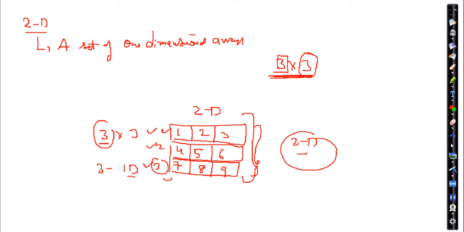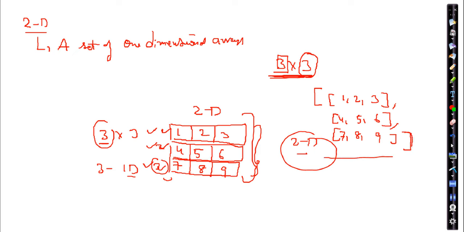Here this is one dimension, this is one dimension, this is one dimension. That means how we'll create a one-dimensional array. This is the way of creating a one-dimensional array, 1, 2, 3. Another one-dimensional array is 4, 5, 6. Another one-dimensional array is 7, 8, 9. So you keep separation between each one dimension, and finally you keep all the one dimensions into another square bracket. This gives you the creation of a two-dimensional array.